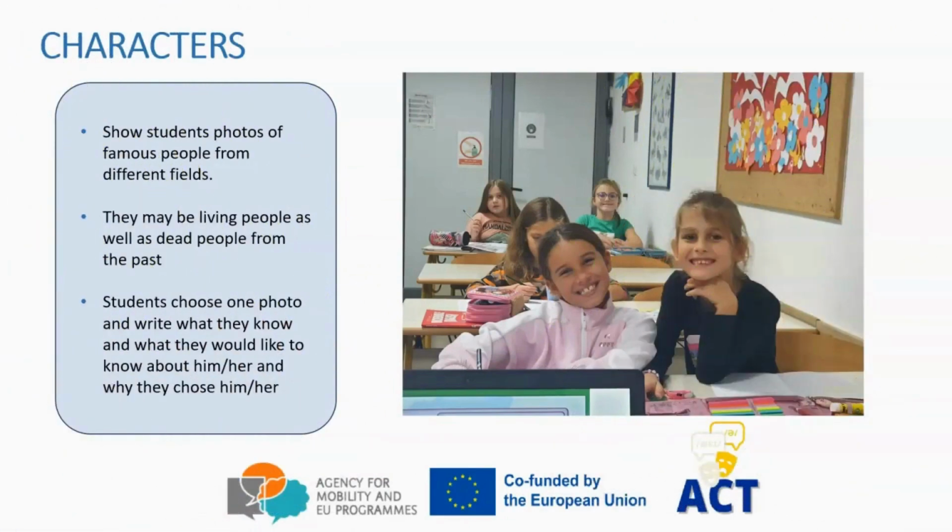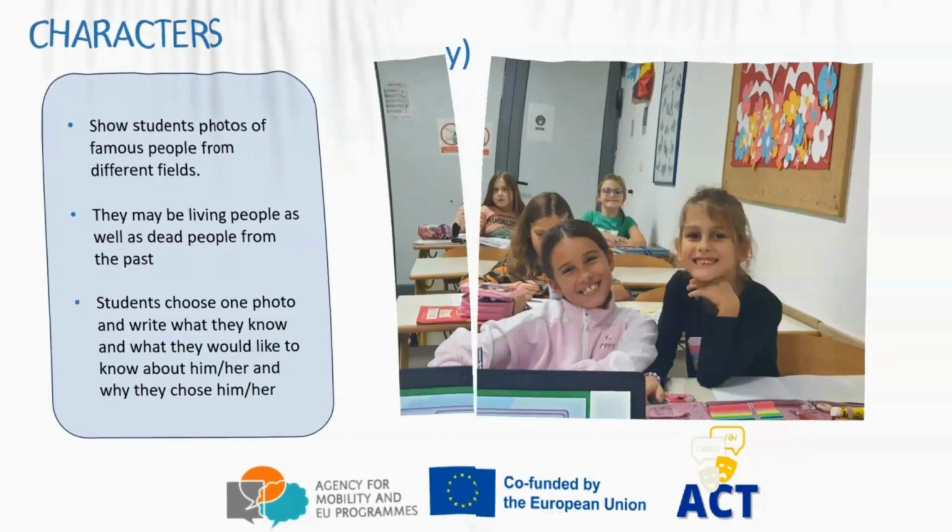Characters. Show students photos of famous people from different fields. They may be living people as well as dead people from the past. Students choose one photo and write what they would know and what they would like to know about him or her and why they chose him or her.